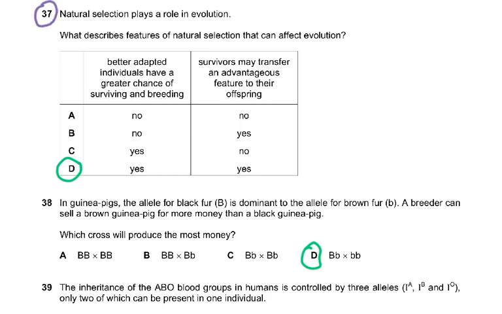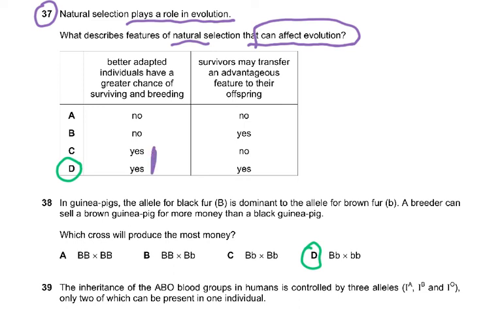Question 37. Natural selection plays a role in evolution. What describes features of natural selection that can affect evolution? Sorry, not ovulation, evolution. Better adapted individuals have a greater chance of surviving and breeding. Yes, so these two were correct.